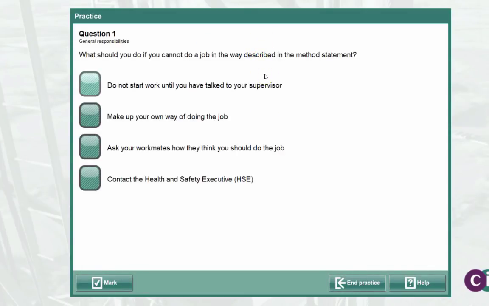What should you do if you cannot do a job in the way described in the method statement? Do not start work until you have talked to your supervisor. Make up your own way of doing the job. Ask your workmates how they think you should do the job. Contact the Health and Safety Executive, HSE.